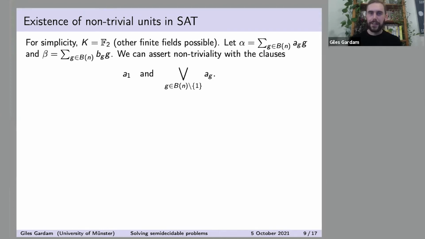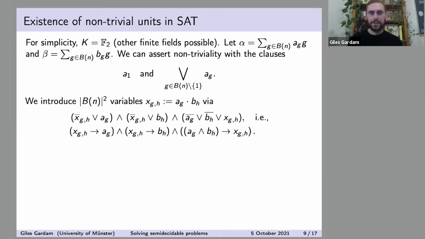Now I need to say that the product alpha beta is equal to 1. I'm trying to assert that some quadratic system of equations is satisfied. So the first thing I do is introduce quadratically many variables to encode each of the products of an a_g and a b_h. And so I want to introduce a variable x_gh to carry this product in the field of a_g and b_h, which in terms of Boolean logic is just saying that I want x_gh to be the AND of those two variables.